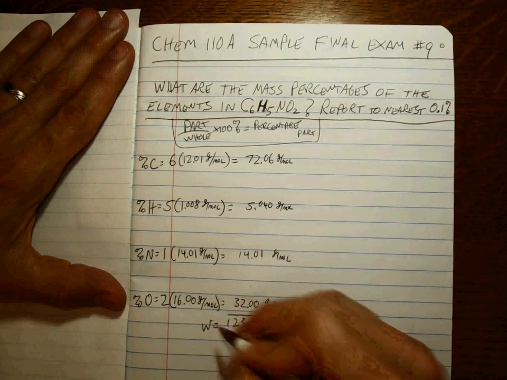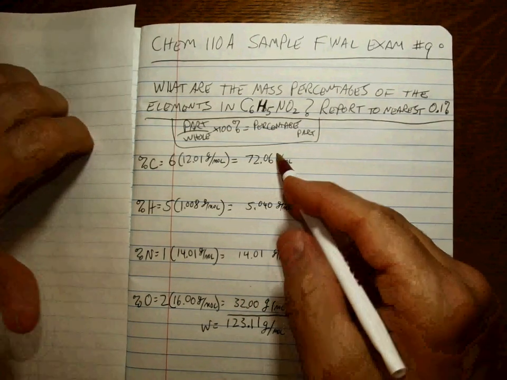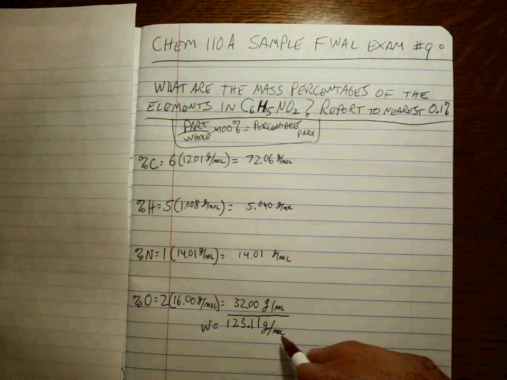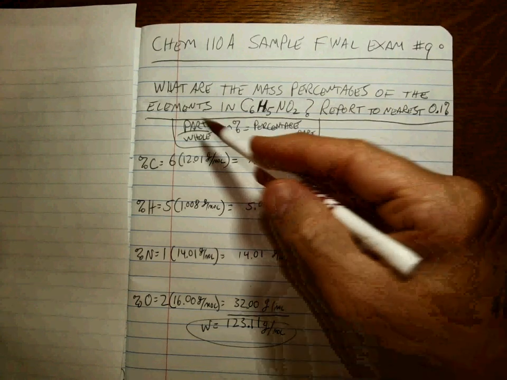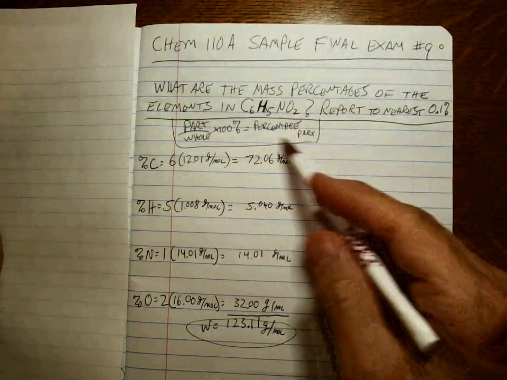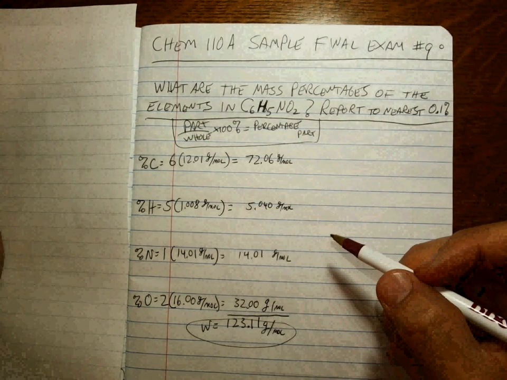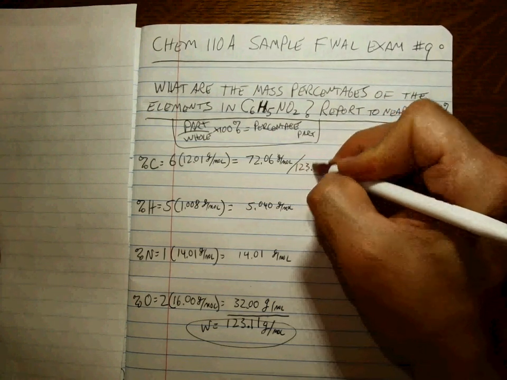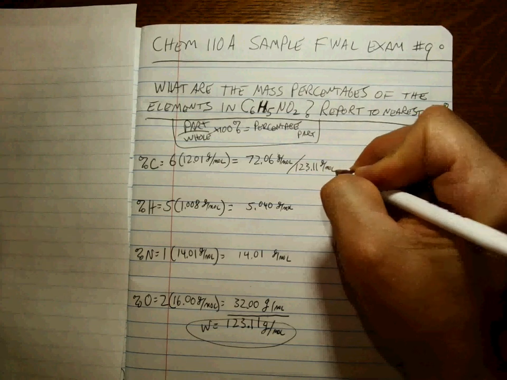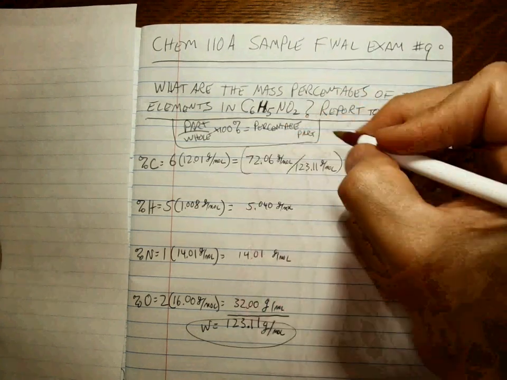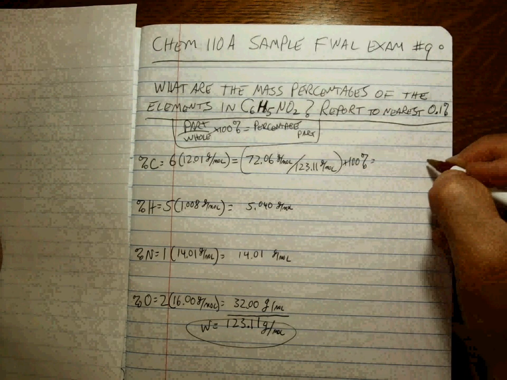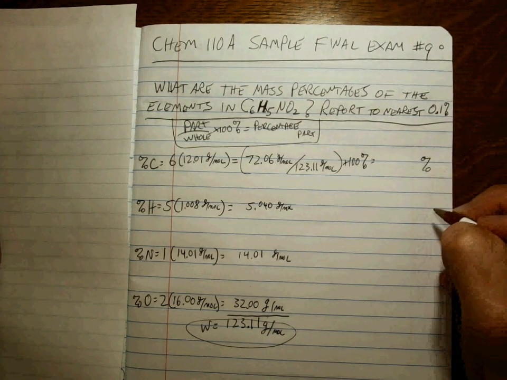This is the whole, is it not? These are the parts, are they not? If part over whole times 100% gives you the percentage of each part, then why not just divide each by the whole and then multiply by 100% to give you your percentage.